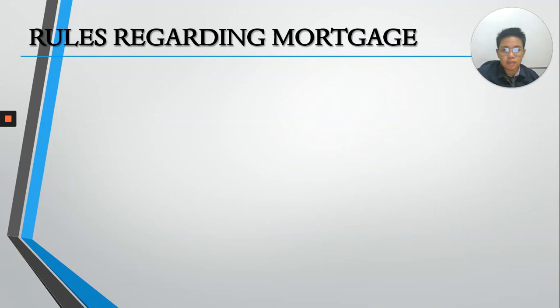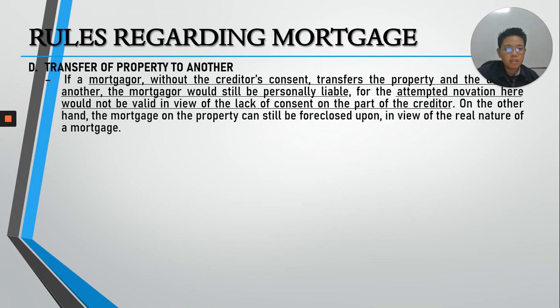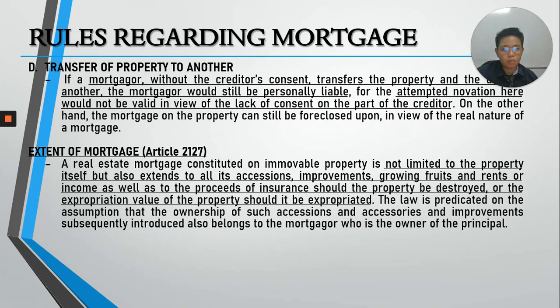What else? Transfer of property to another. So remember, class, that the mortgagor can sell the property to a third person even without the creditor's consent. So dahil nga walang consent yung creditor, the mortgagor will still be personally liable. And take note that the buyer will buy subject to the risk of foreclosure. Kasi nga, yung mortgage follows the property, not the owner. Ulit-ulit ko nang sinabi yan. So what else? Extent of mortgage in 2127.